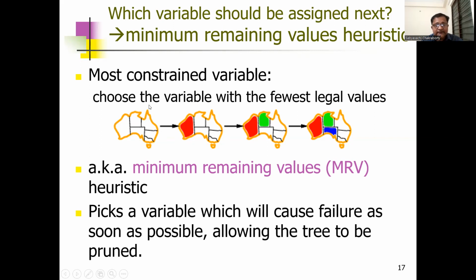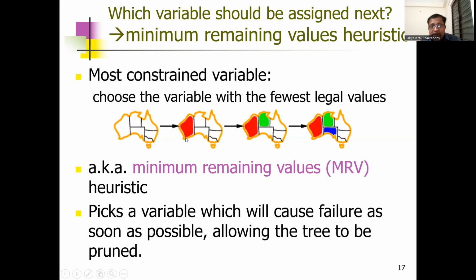In the initial state, all regions have the remaining value 3. Remaining value means the remaining allowable colors, remaining legal assignments, whatever term you use, actually remaining legal values. All the regions have 3 remaining values because it is an empty state. The starting state is empty, all regions are yet to be assigned values, so every region is free to opt from all 3 colors.